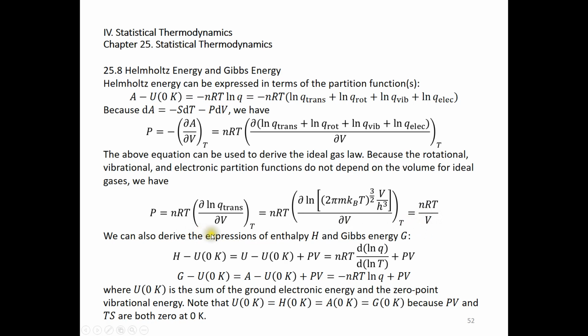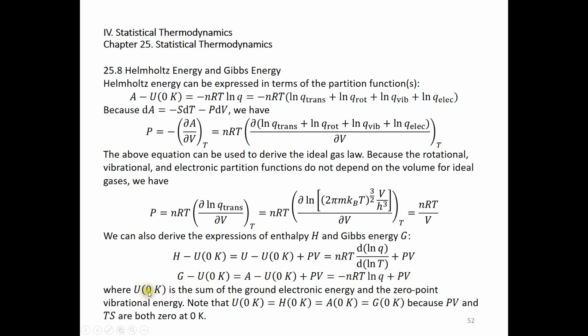We can also derive the expressions for enthalpy and Gibbs energy accordingly. So enthalpy minus the 0 K internal energy is U plus PV minus the 0 K internal energy. And U minus U at 0 K is nRT times d ln q over d ln T. And then plus PV, that's enthalpy. Gibbs energy minus the 0 K internal energy. Well, because Gibbs energy is A plus PV, we have this expression, and we know A minus the 0 K internal energy is negative nRT ln q, then G minus the internal energy at 0 K is simply negative nRT ln q plus PV.